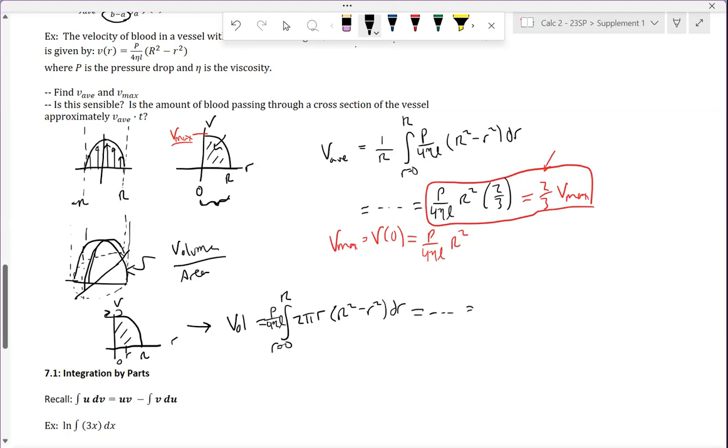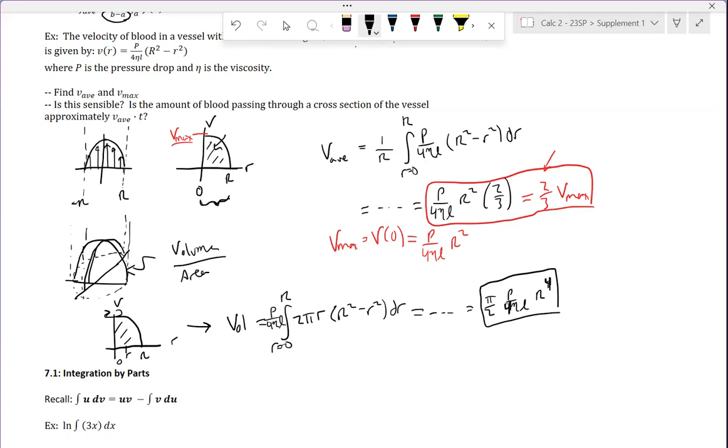If we do this integral, we get a volume of pi over 2 times P over 4 beta L, times big R to the 4th. I don't know why OneNote loves to try to autocorrect my 4s to 9s. Okay, so R to the 4th power.